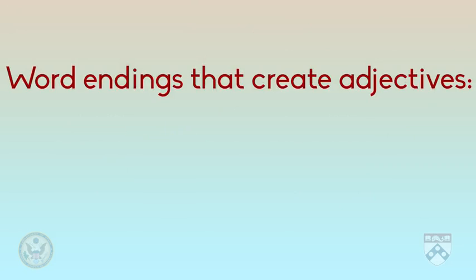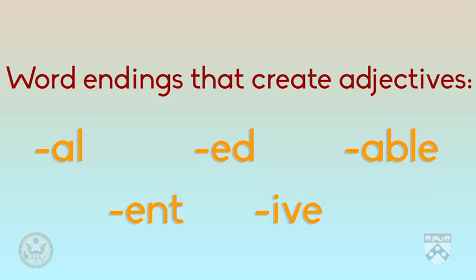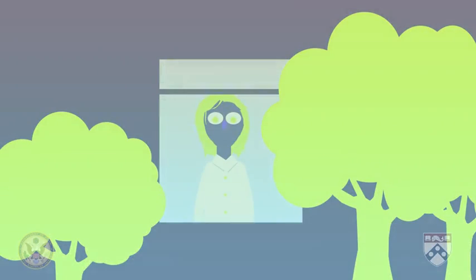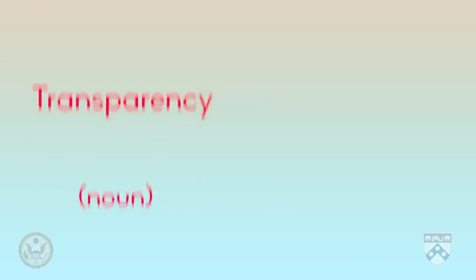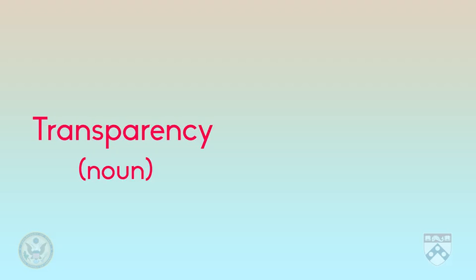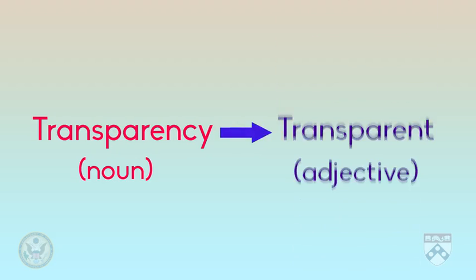Let's take a look at the adjective word endings, al, ed, able, ent, and ive. In our first example, verified can be used as an adjective. Now let's look at transparency and transparent. Words ending in cy tell us that this is a noun. Transparency is important because the reader needs to understand the journalist's process to trust their story. When we want to change the word form from a noun to an adjective, we take away the cy ending and replace it with t. Now I can say the journalist's process was transparent.